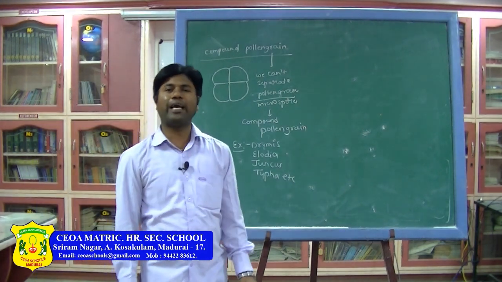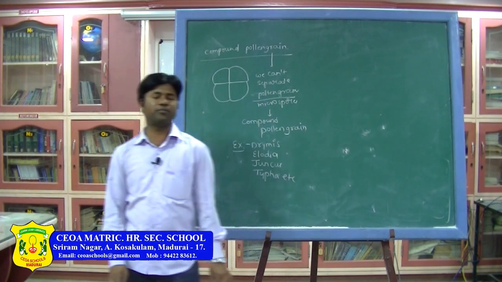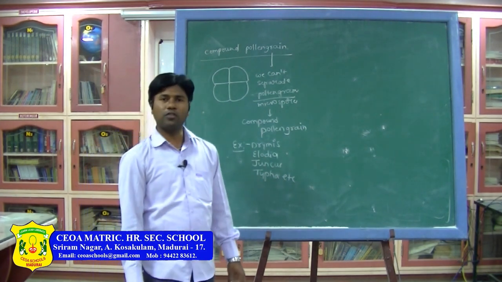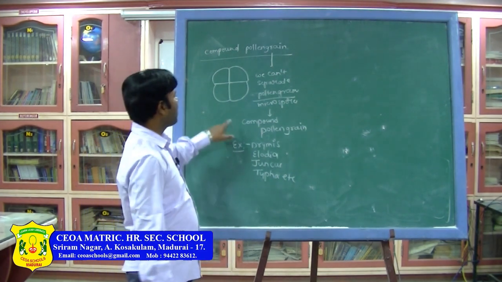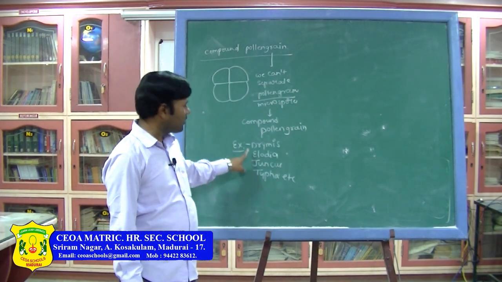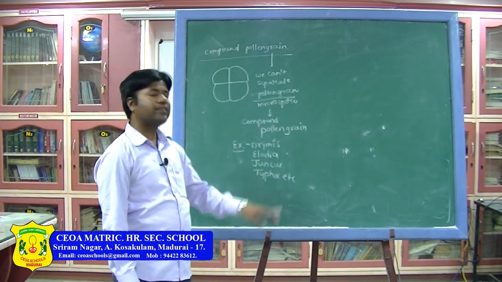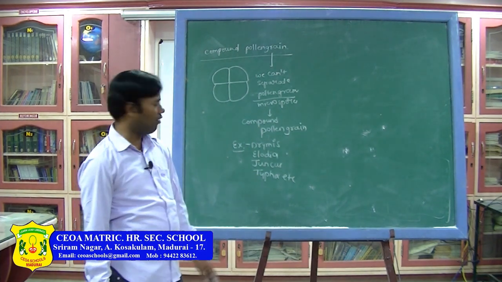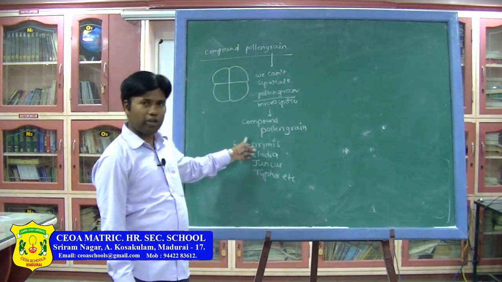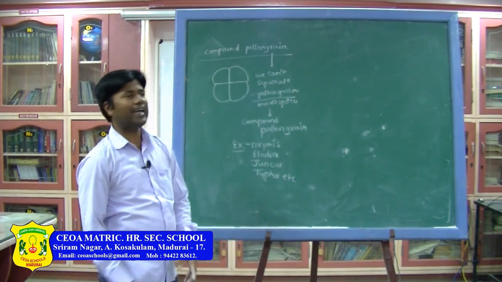Sometimes the pollen grains or microspores are strongly, tightly fixed together. Such a condition we call a compound pollen grain. Then examples: Dremis, Elodia, Juncus and Typha. Dianthus also you can write here. One more example you can write is Dianthus.